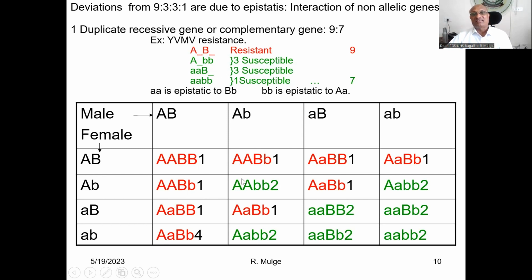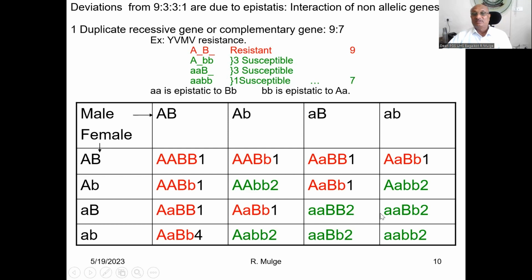The remaining all are there. So the remaining, at least one gene, if it is in recessive condition, gone. You won't get the resistance. Because of this, you are not getting the resistance.